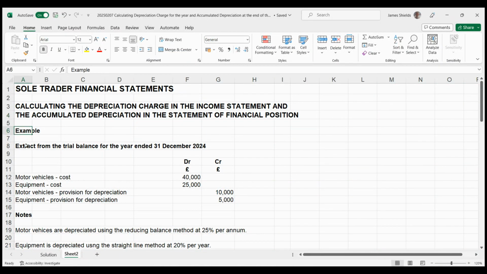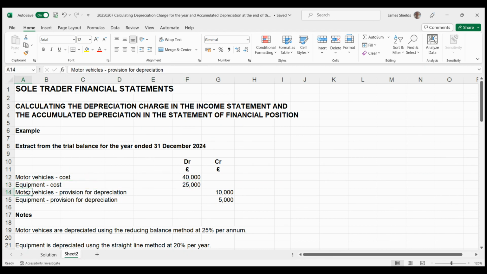So here's the example. We've got an extract from a trial balance for the year ended the 31st of December 2024. Now in there, you've got the motor vehicles cost. It says £40,000. That's basically how much they cost the business in the past. The equipment cost £25,000. It cost that £25,000 in the past.